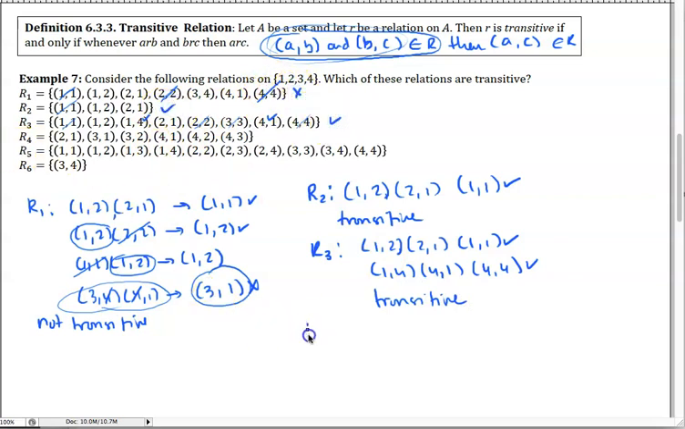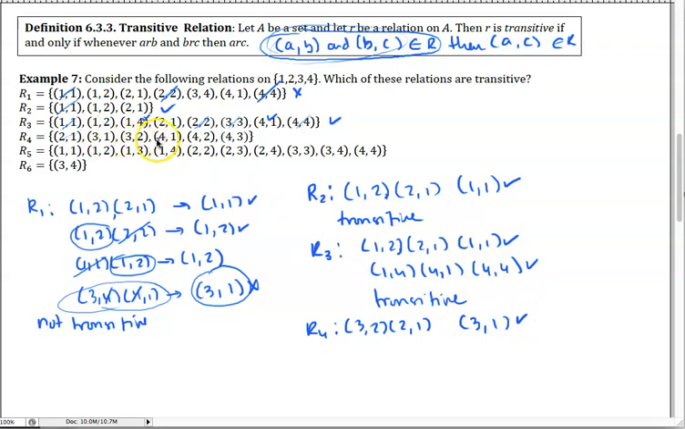Okay, let's look at R4. No doubles. So (2,1), nothing else ends in 1. Maybe we can ignore this. Actually, we don't ignore it. (3,1), nothing ends in 1. So let's see, (3,2), what could I pair this up with? I could pair it up with (2,1), and I need to see if (3,1) is in there. Okay, (3,1) is in there, that's good.